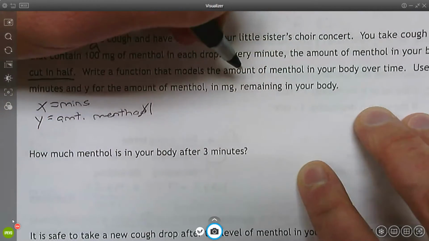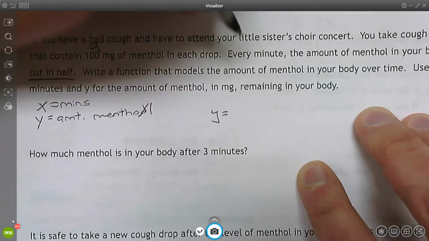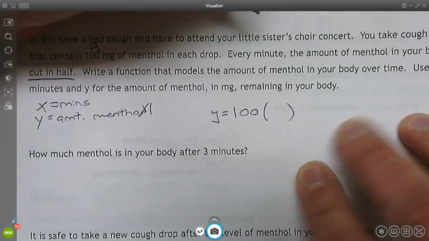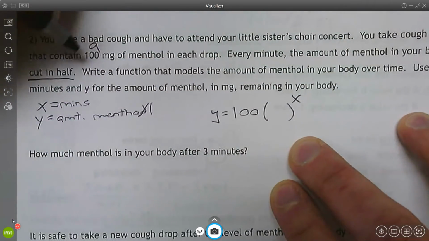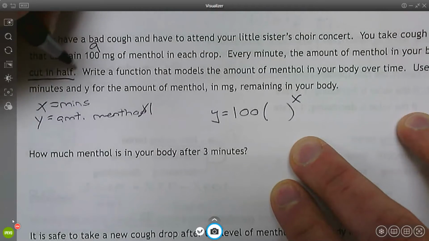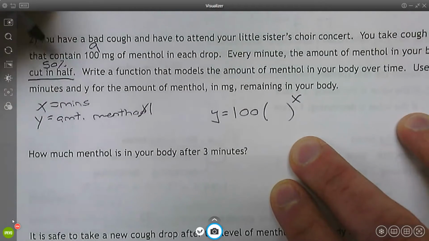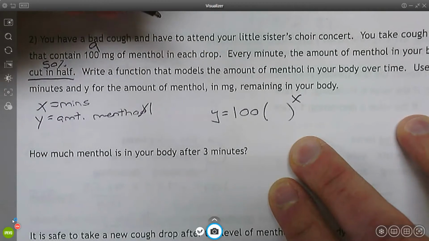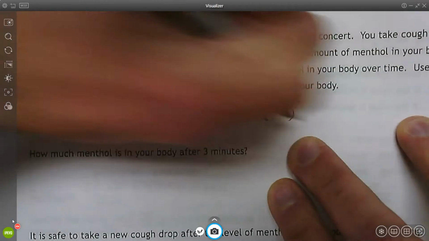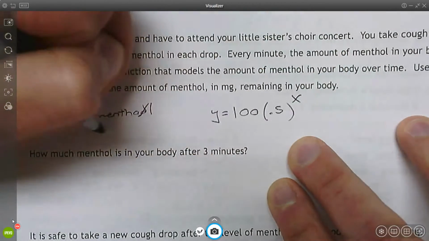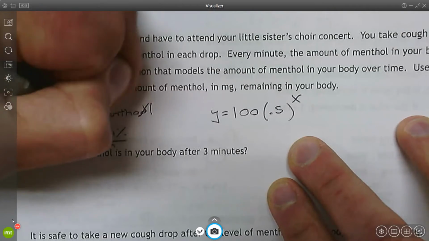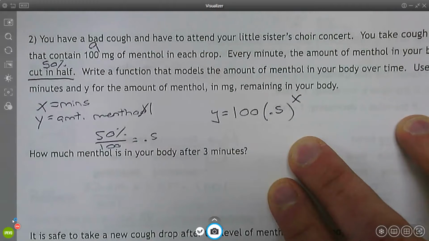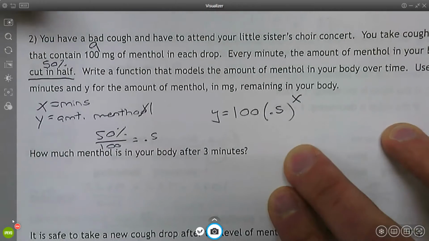Okay, so here's what this is going to look like. Y equals the initial value, 100. The base I got to figure out, raised to the X power. If it's cut in half, that means there's 50% left. So if it's cut in half, my base is going to be 50% divided by 100, which is 0.5. Half is gone, half is left.